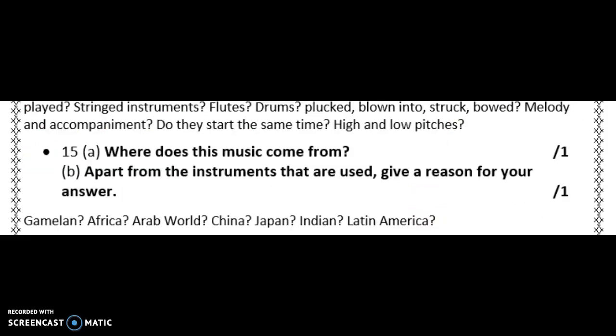And then for the next 2 marks: where does this music come from? Apart from the instruments that are used, give a reason for your answer. So if you recognize the instruments in question 14, you don't name instruments now. I think we can rule out gamelan music. We can rule out African music. It doesn't sound like the music of the Arab world. China maybe, Japan maybe. Indian music, not actually, no. Latin America, we know that's not that. And I think that you realize that this music is the music of China. It comes from Asia, it comes from China. Now let's look at possible answers, whether you have that correct.